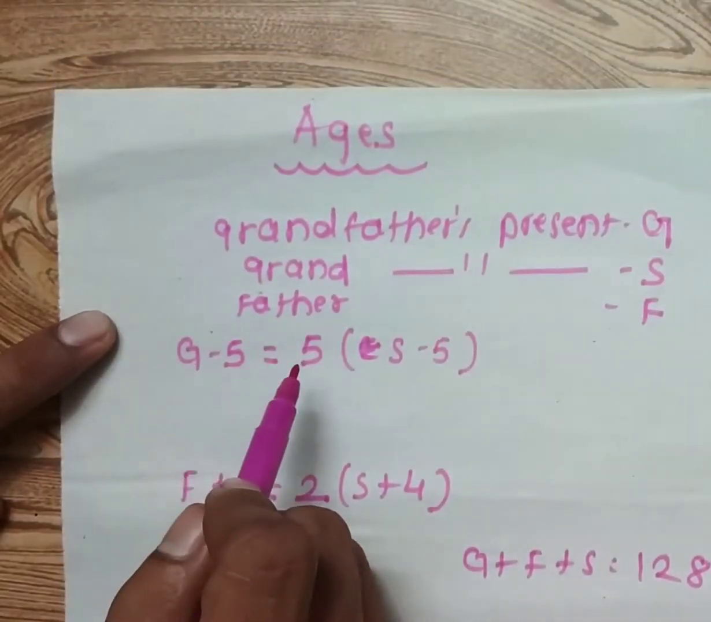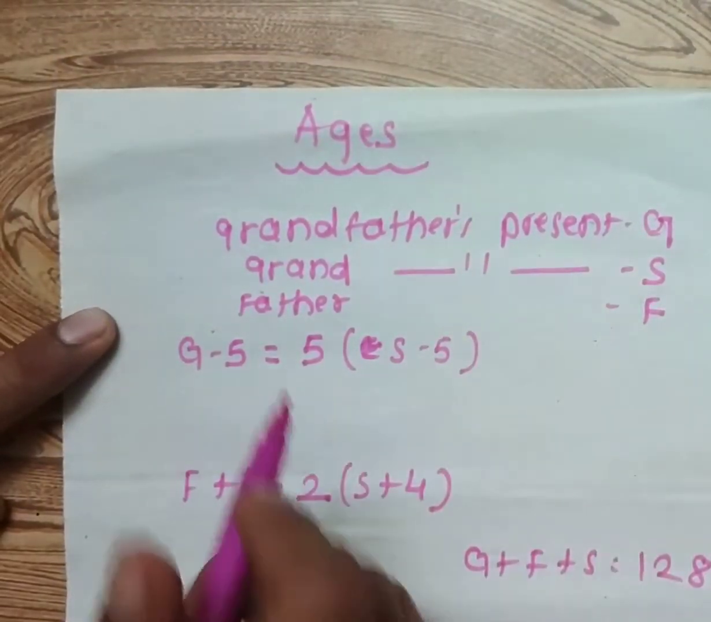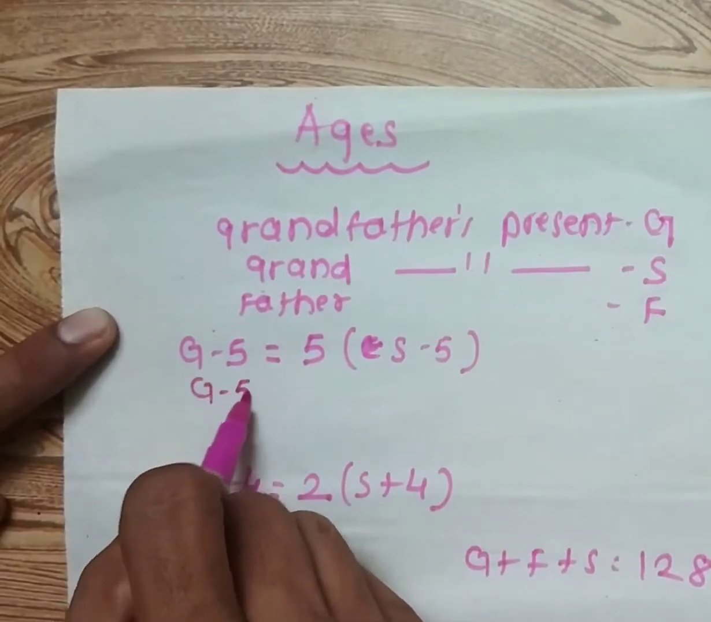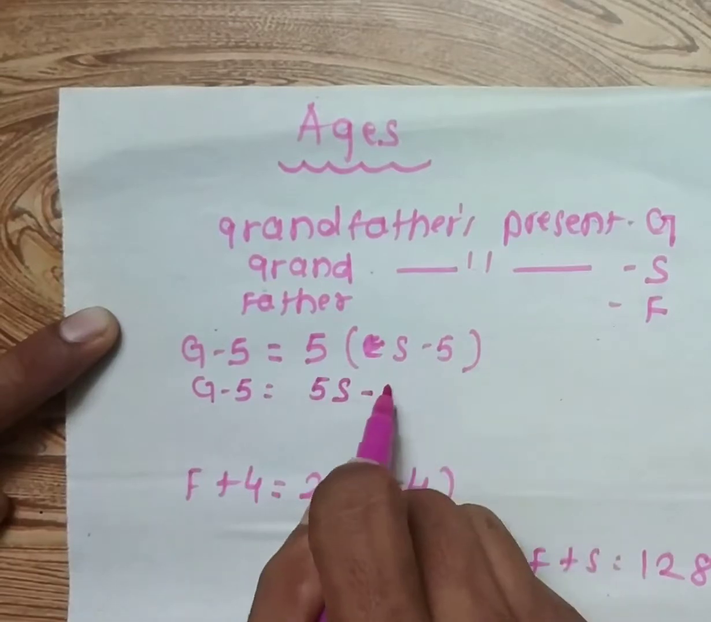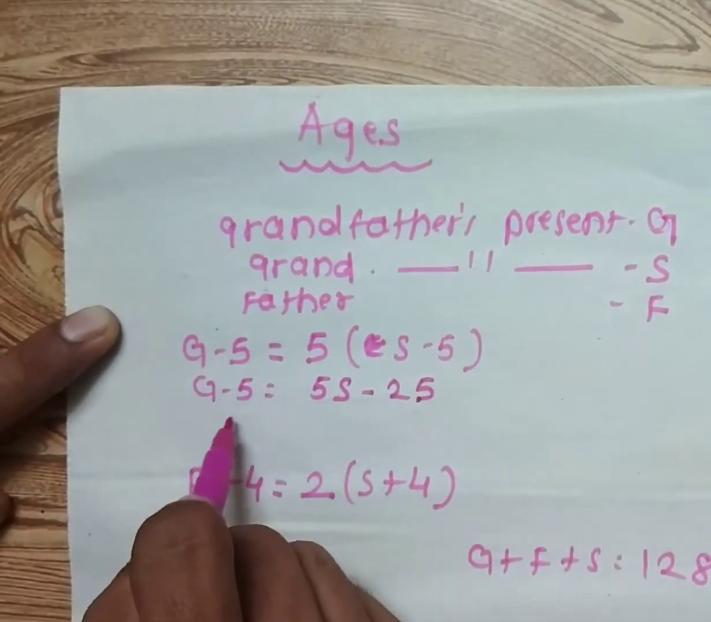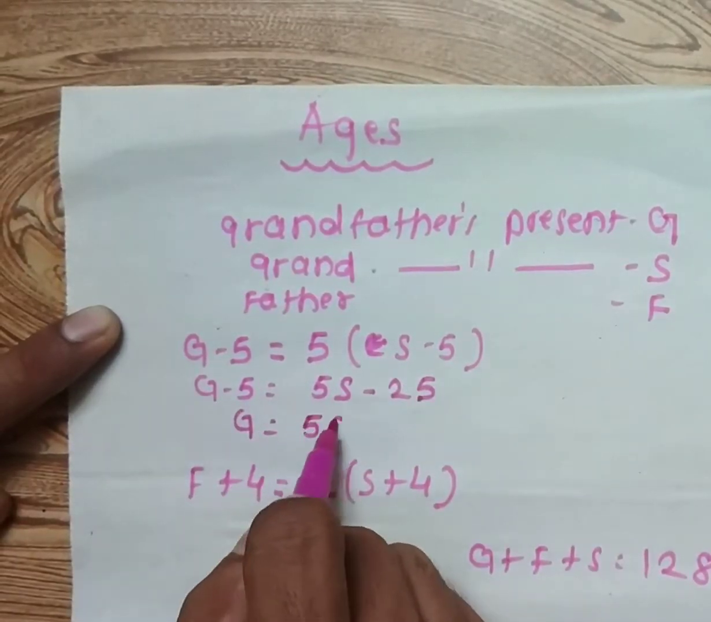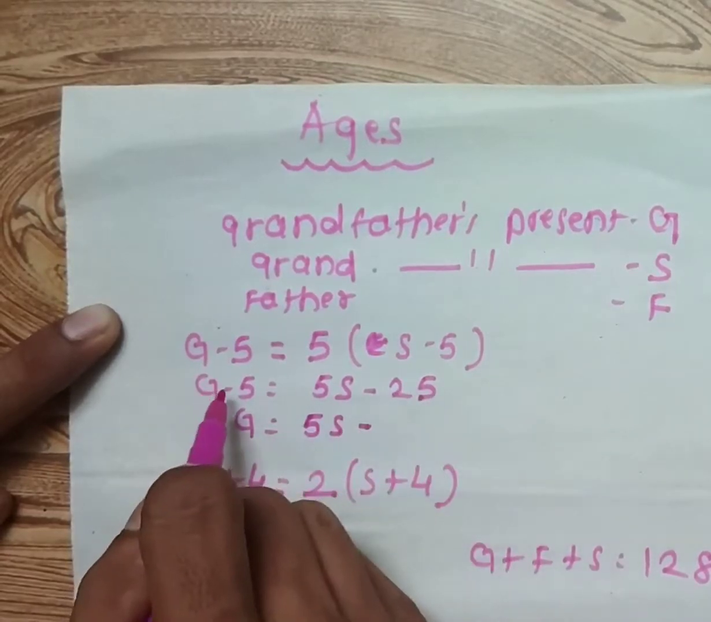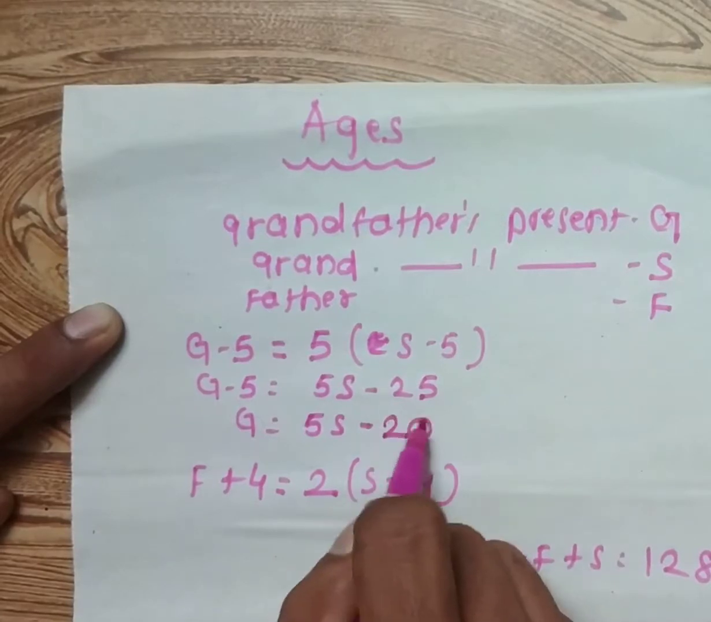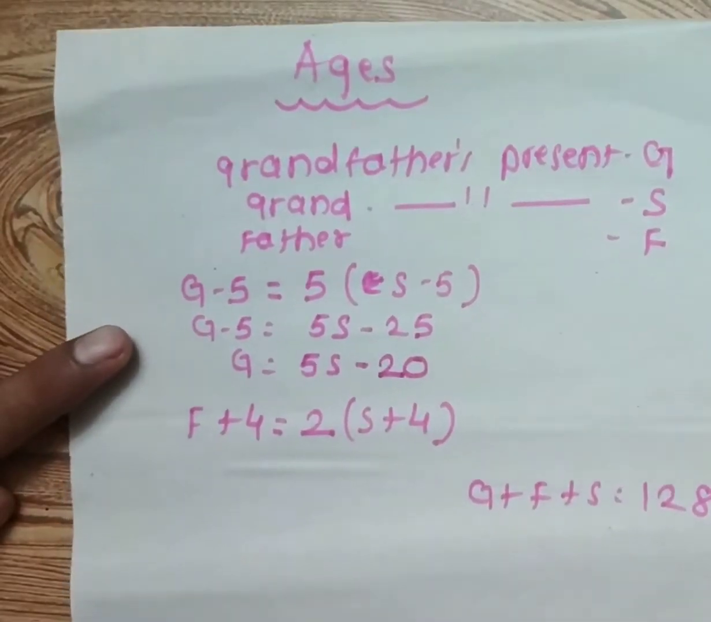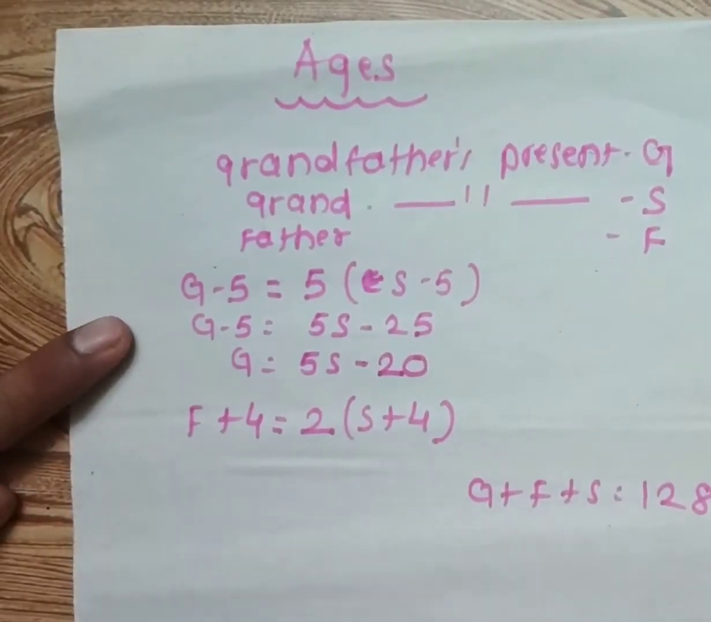G minus 5 is equal to 5 of S minus 5. So I can write it as G minus 5 is equal to 5 into S minus 25. Minus 5 comes here as plus 5, so I got minus 20. G is equal to 5S minus 20. This is one equation I got here.